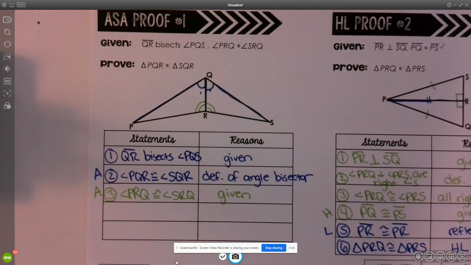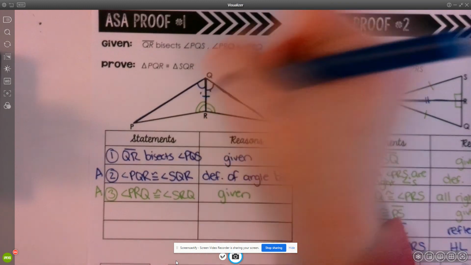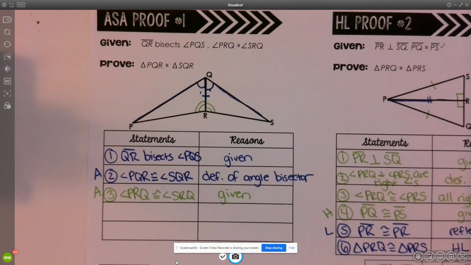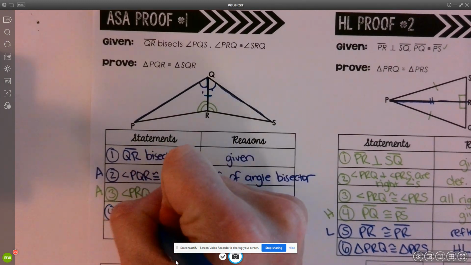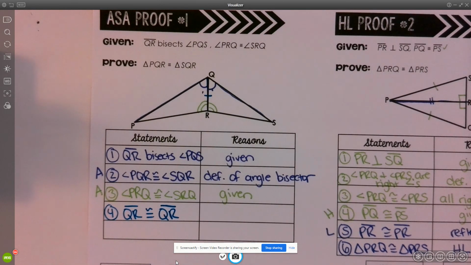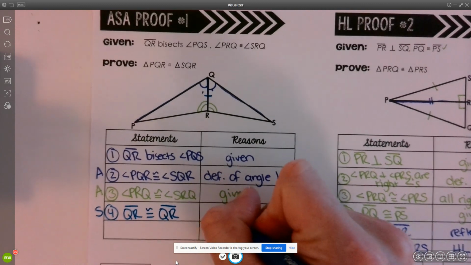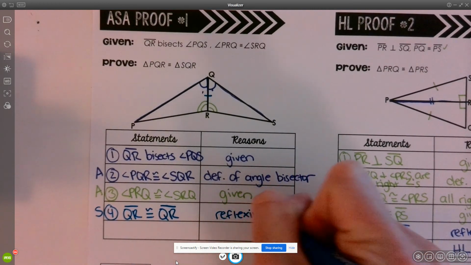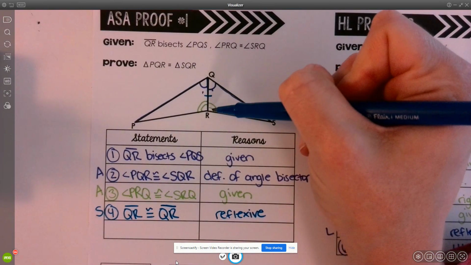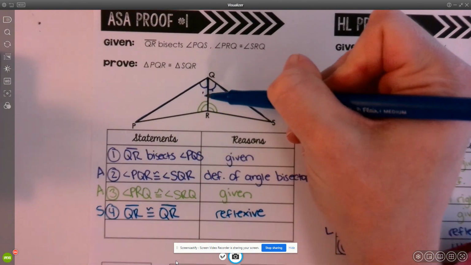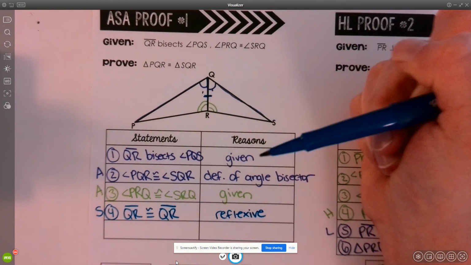I notice that the two triangles share a side. They share side QR. So it must be congruent to itself. Line segment QR must be congruent to line segment QR. They share that side. That is the reflexive property. So we can see in our picture, we have one pair of congruent angles, two pairs of congruent angles, and the included side is congruent. That is the angle-side-angle theorem.